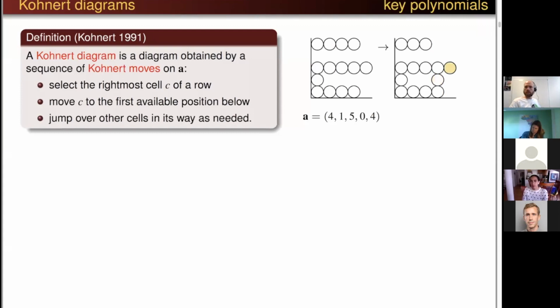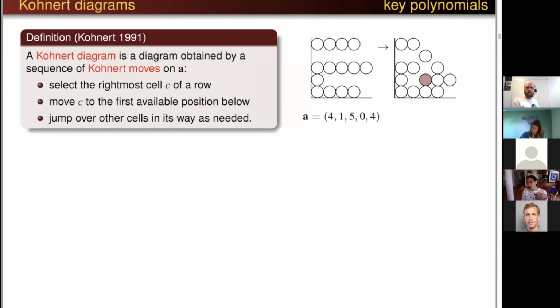And I could take this bubble and I could push it down. I could take this bubble and push it down. Now I can't take this bubble. The bubble that's in, I'm not sure what color that is. It sort of looks reddish to me. So we take that reddish bubble. We can't push it down as a Kohnert move. That's not allowed because Kohnert moves say you have to take the bubble at the end of a row.